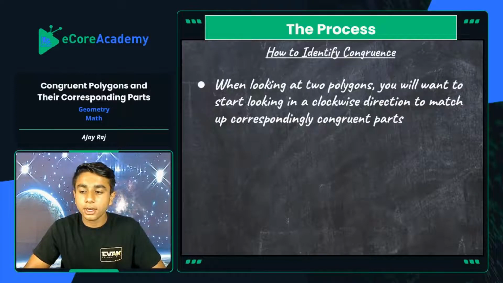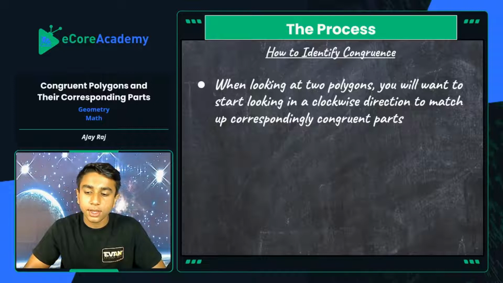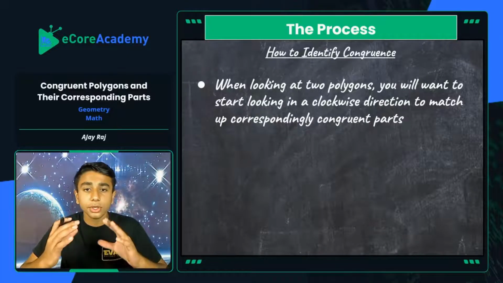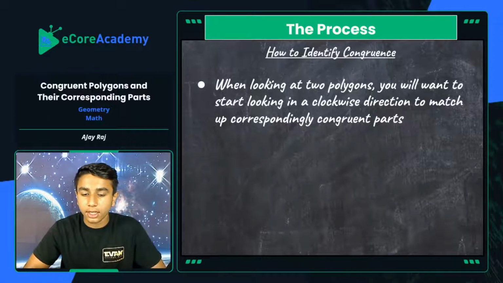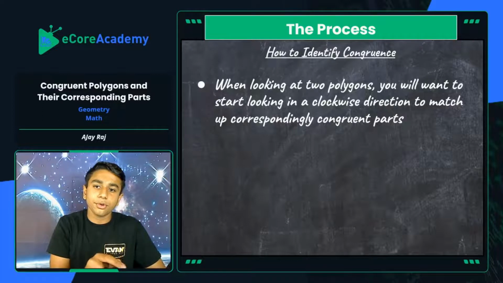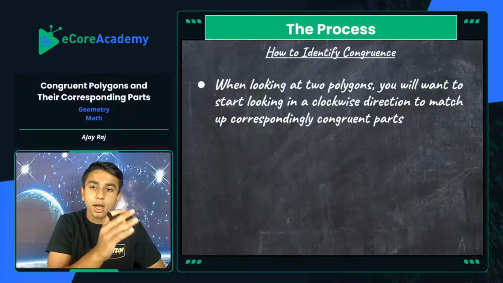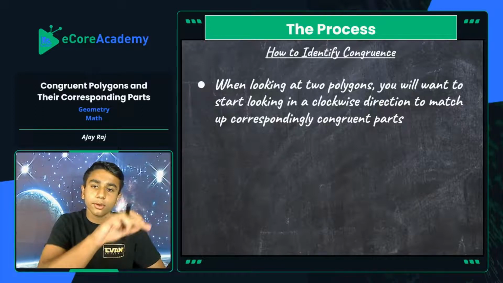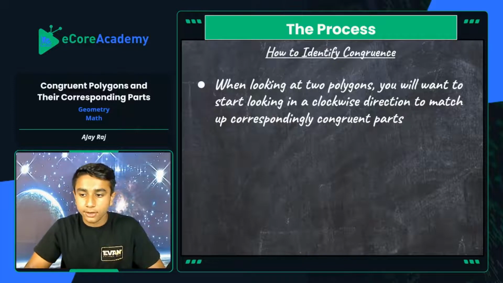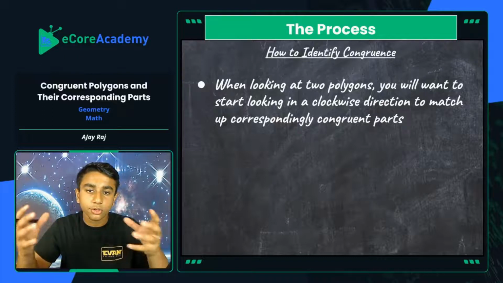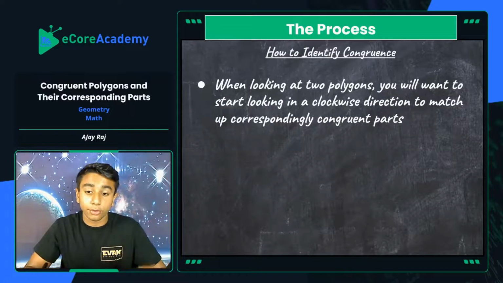When looking at two polygons, you will want to start looking in a clockwise direction to match up correspondingly congruent parts. What that basically means is you're taking a figure, which is labeled with vertices and points, and you're looking in a clockwise direction outwards to see in which order those points occur. You're starting from the leftmost point, and then you're working your way around like clockwork, all the way around that figure in a circular motion, and you're going to match up correspondingly congruent parts relative to the two different polygons that you're trying to compare and prove as congruent.